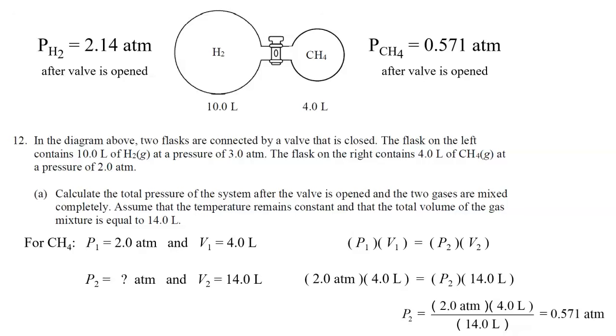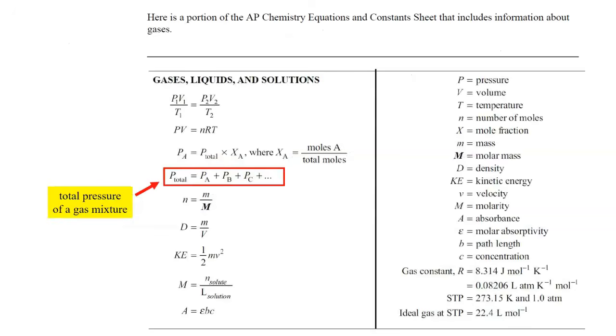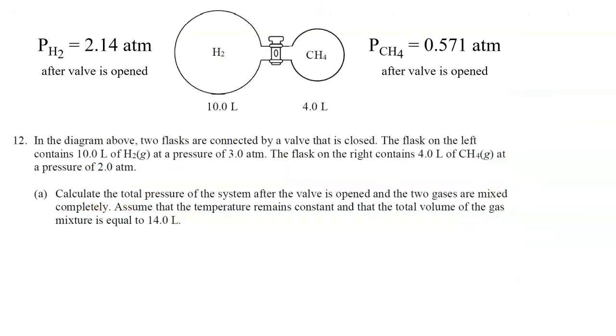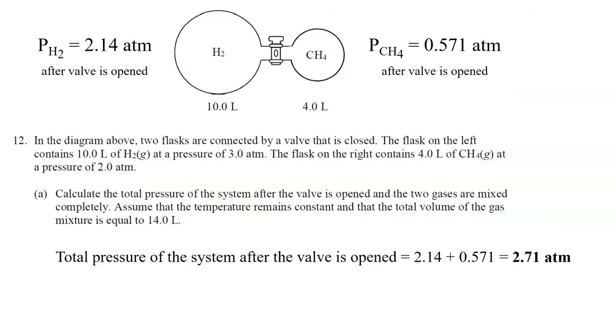So now we have calculated the final pressure of the hydrogen after that valve is opened, and we've calculated the final pressure of the methane after the valve is opened. So now we can just simply add those two values together because the total pressure of a gas mixture is the sum of the partial pressures. So once we've determined the final pressure of hydrogen and methane, we can simply add these two values together.